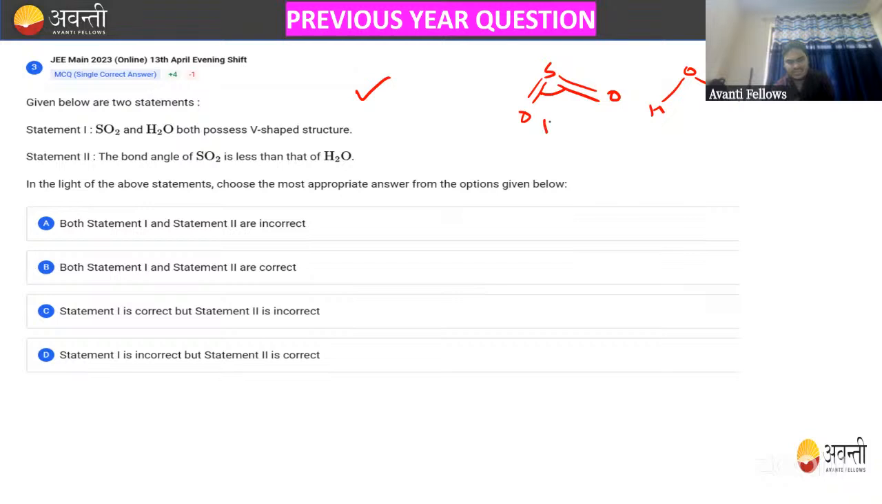ये जो एंगल होता है लगभग 120 डिग्री के आसपास होता है। ये एंगल लगभग 105 डिग्री के आसपास होता है। हम्म, ओके। The bond angle of SO2 is less than that of H2O. Is this correct? नहीं, SO2 में तो बॉन्ड एंगल ज्यादा है, 120 डिग्री है, राइट? So the bond angle in SO2 is 120 degrees, whereas the bond angle in H2O is 105 degrees. So the bond angle of SO2 is more, but in statement two they are saying the bond angle of SO2 is less than that. तो ये तो गलत हो गया ना स्टेटमेंट। So this statement is wrong.